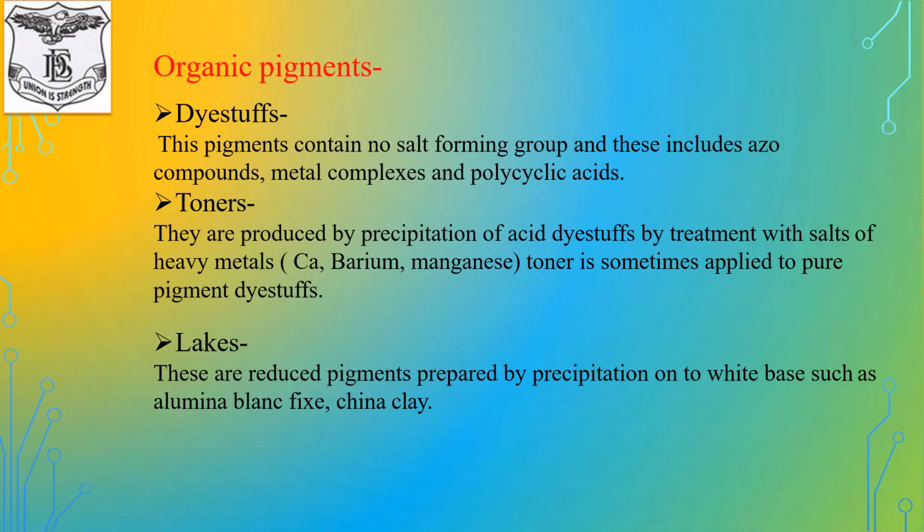Those heavy metals are calcium, barium, and magnesium or manganese. Toner is sometimes applied to a pure diester pigment. It contains 0% impurities and they are very intense or dark color. Lakes, these are the reduced pigment prepared by precipitation onto a white base such as aluminum blank fixe, china clay. They are extender based pigments.